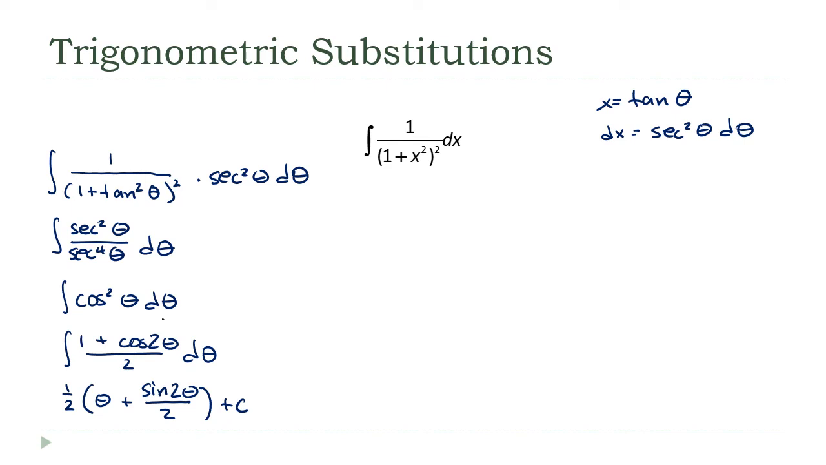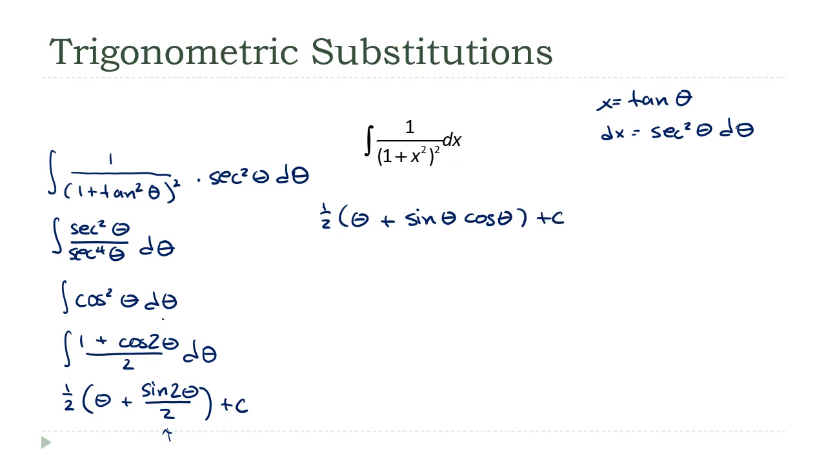Okay, so let's take this one step further before we start trying to get back to x. This is 1/2 theta plus sine 2 theta. That's 2 sine theta cosine theta. So the 2 on the top and this 2 down here in the denominator are going to cancel. And all we have here is sine theta cosine theta plus that constant.